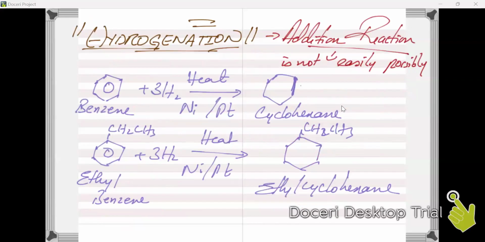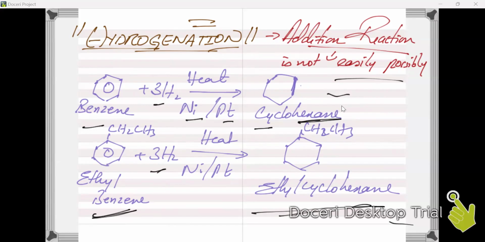Then comes hydrogenation. This is the only sort of addition reaction that is possible in benzene. As we discussed earlier in the first slide, addition reactions with benzene are not very easily possible. So benzene reacting with 3 hydrogen molecules in the presence of nickel or platinum catalyst gives us cyclohexane. And if ethylbenzene is doing it the same way, then of course we will be getting ethylcyclohexane. When the double bonds are present, they are benzenes or arenes. When in these rings double bonds are not present, then they are cyclohexanes.